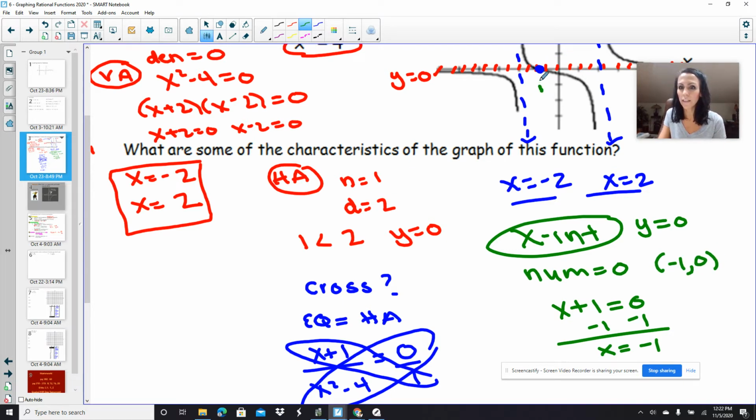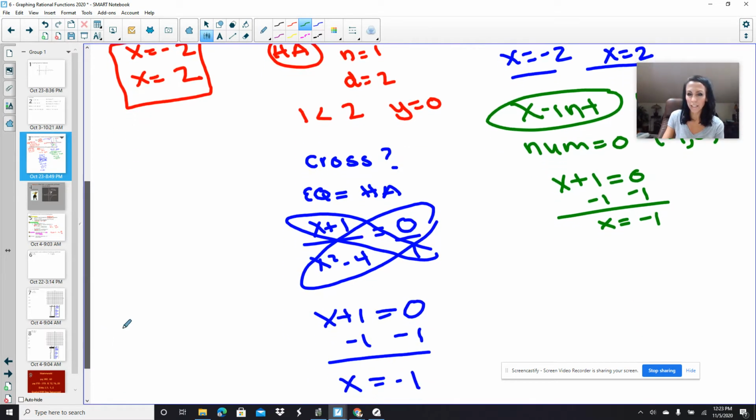And we saw that right here, -1, 0. Okay, so we did know that there was an x-intercept. Now look at the y-axis. Is there a y-intercept? Because that's next. Looks like there's one right there, right? So let's find what that one is algebraically.